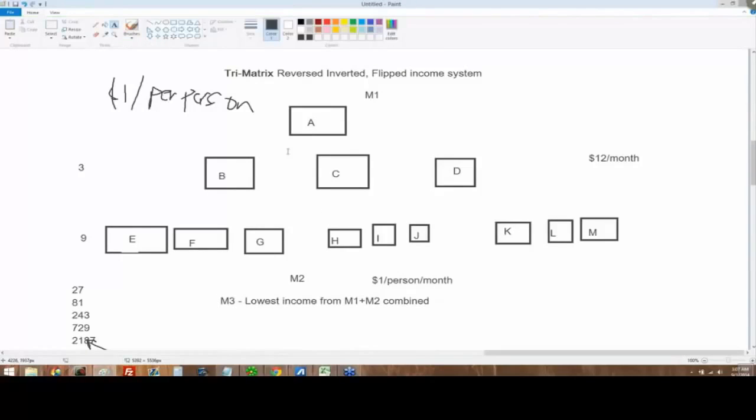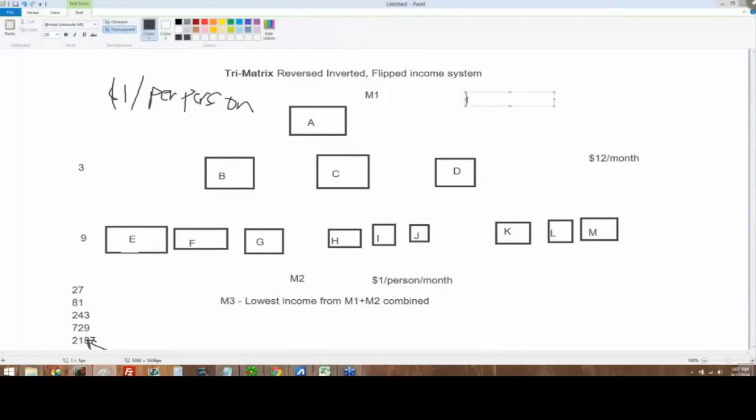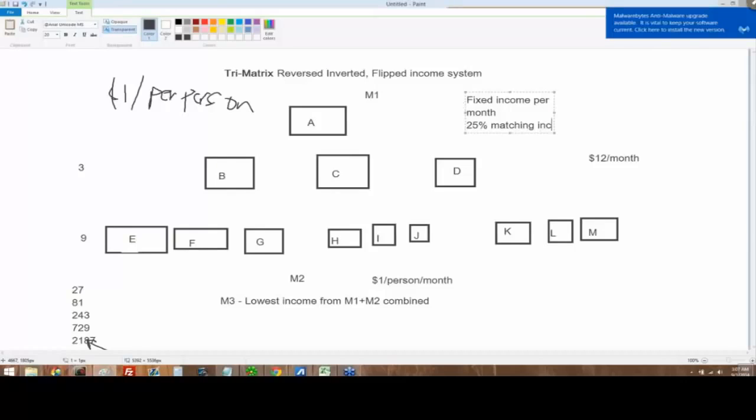Now the obvious question becomes, what does A then get for referring B? Here's what A gets for referring B. A gets a fixed income per month, just like in DST. When you refer somebody in DST, you get a fixed income per month for having referred them. So fixed income per month is the first thing that A is going to get on B. And then A will also receive a 25% matching income bonus. So whatever B makes, A is going to get a 25% matching bonus. And then he's going to get 10% on the next level, and 5% on the next level.